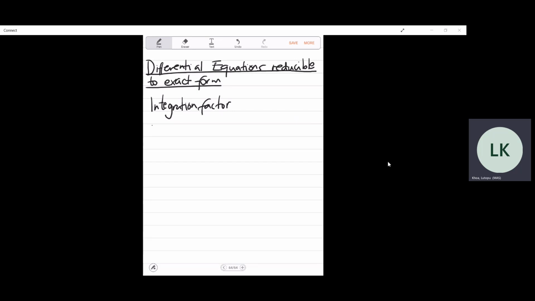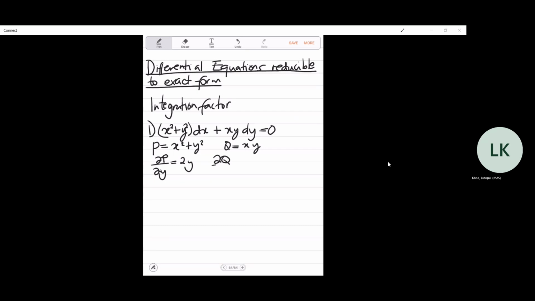For example, we have number 1: (x squared plus y squared) dx plus xy dy is equal to 0. Here we have P is x squared plus y squared, and Q is xy. We want to check, is this exact? You can see dP/dy is 2y, and dQ/dx is y. Clearly these two are not equal, so this differential equation is not exact, but we can find the integration factor that we multiply by to make our differential equation exact.